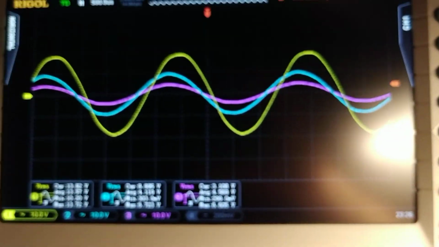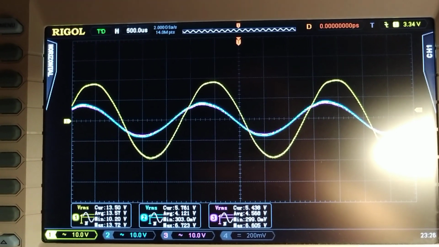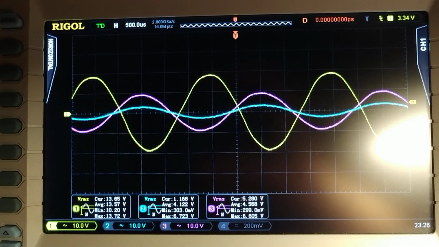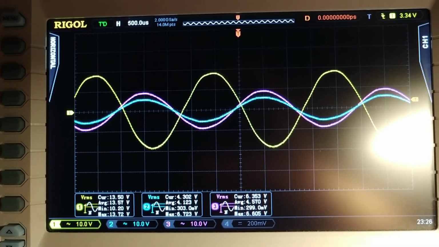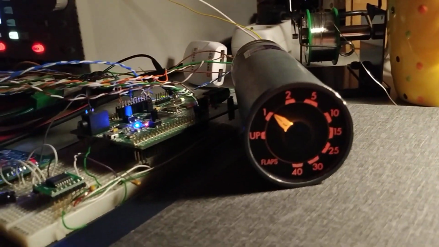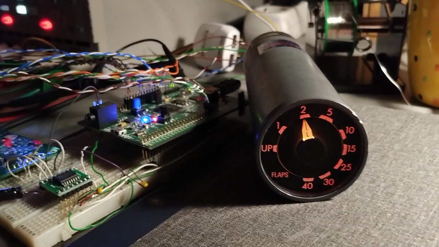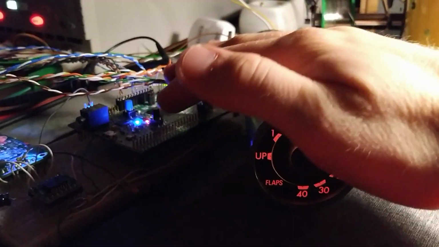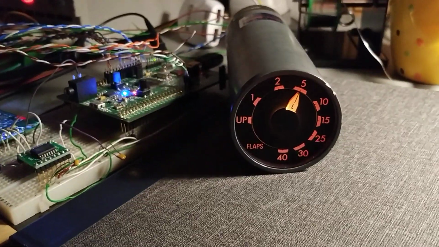And this is what the output signal looks like. So yellow is the reference signal, and the other two are of course the two phases. At the moment the instrument is drawing less than a watt of power. It's really not warm, so it's working quite well.